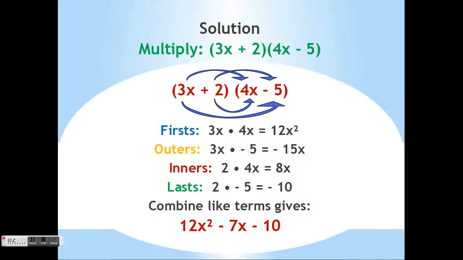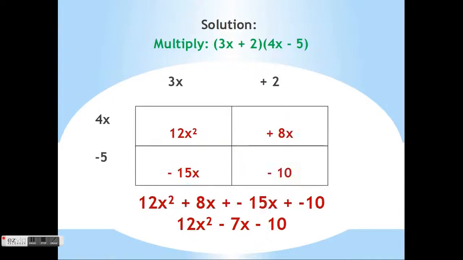Or the solution in the area method. Again, a 2 by 2 table, multiplying each column by each term in the row. And it gives you the same results, 12x squared minus 7x and a minus 10.